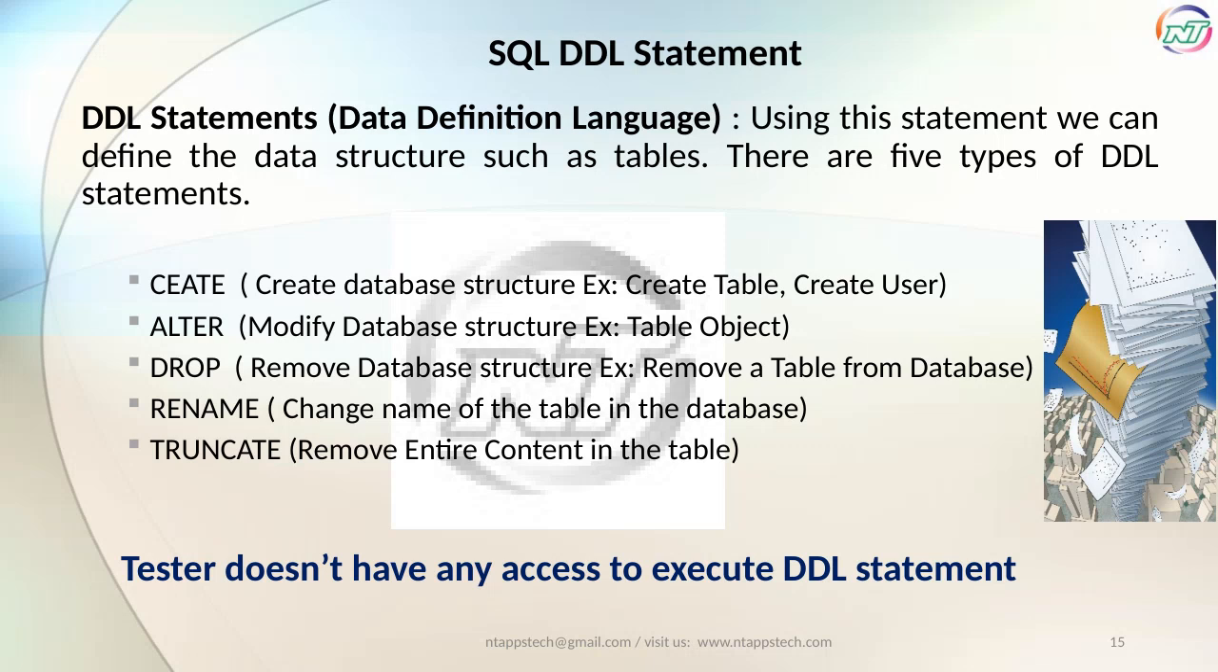First, create is used to create database objects like tables or users. Alter lets you modify the structure of an existing database object, such as changing a table. Drop removes database objects, like deleting a table. Rename allows you to change the name of a table. And truncate removes all the data inside a table but keeps the table itself intact.